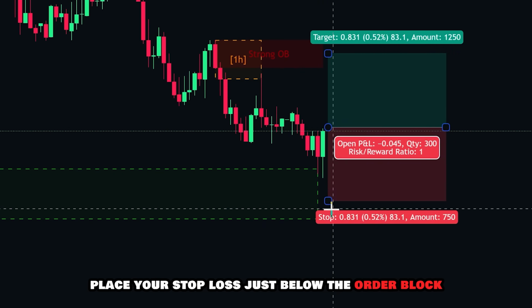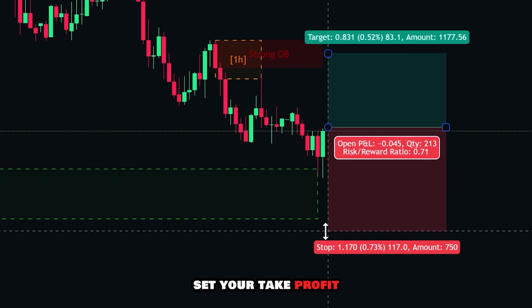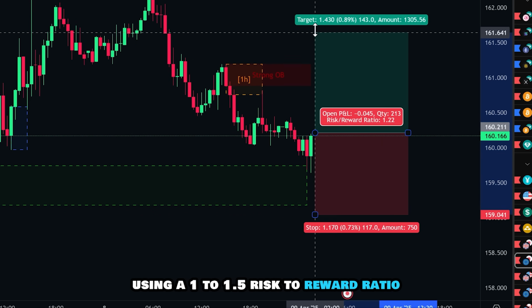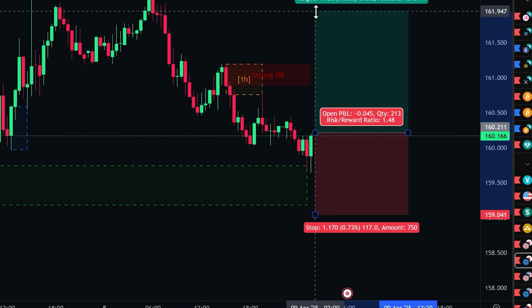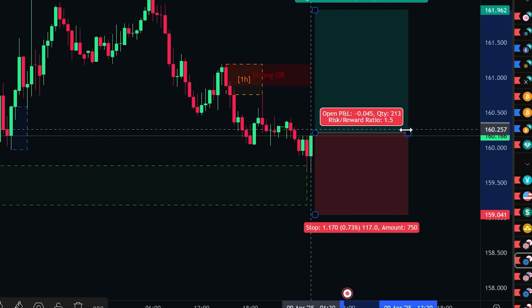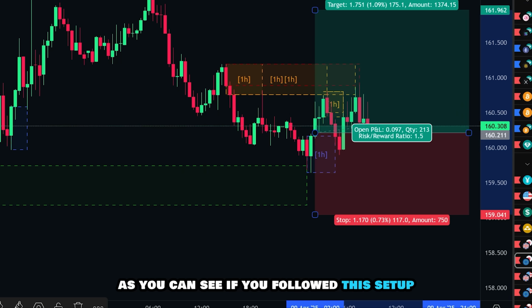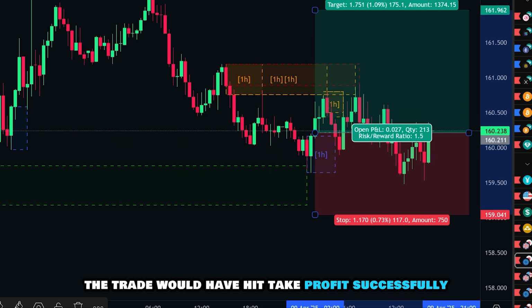Place your stop loss just below the order block. Set your take profit using a 1 to 1.5 risk to reward ratio. As you can see, if you followed this setup, the trade would have hit take profit successfully.